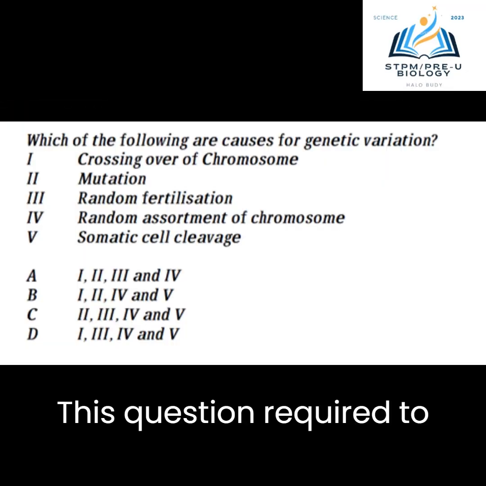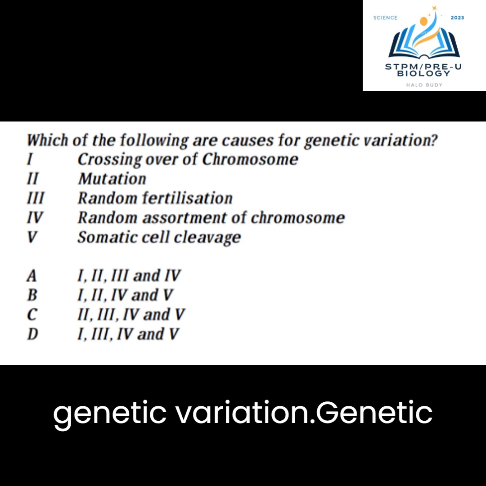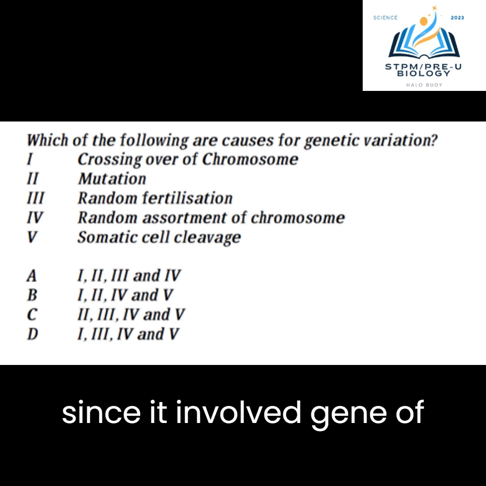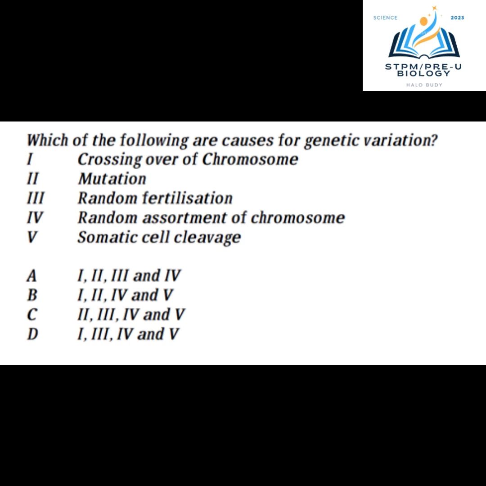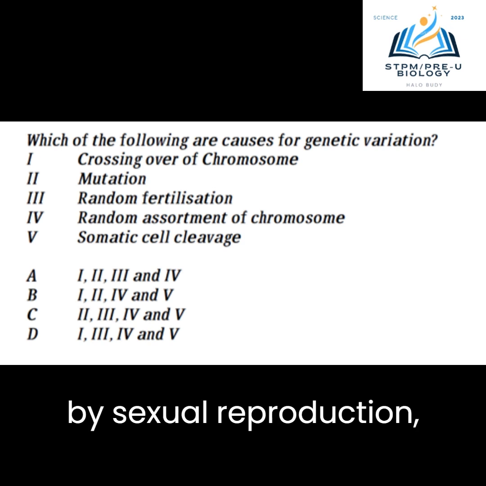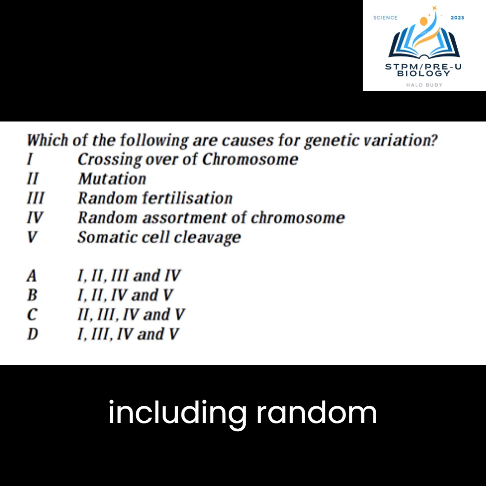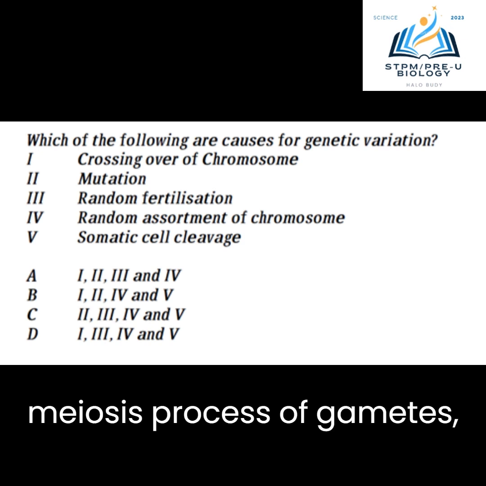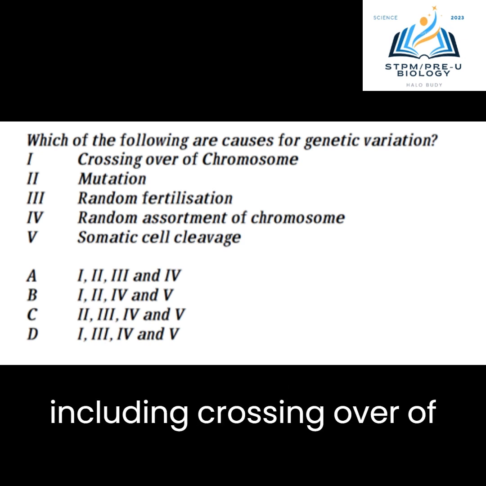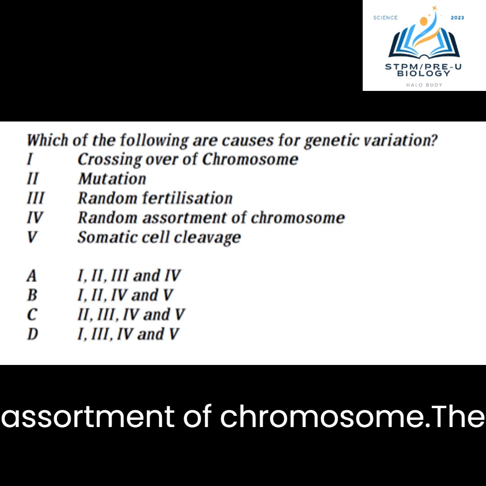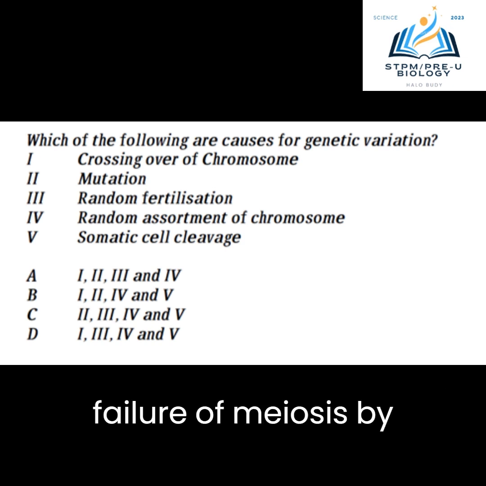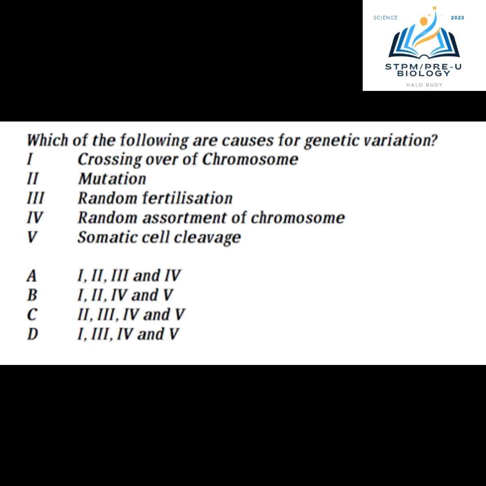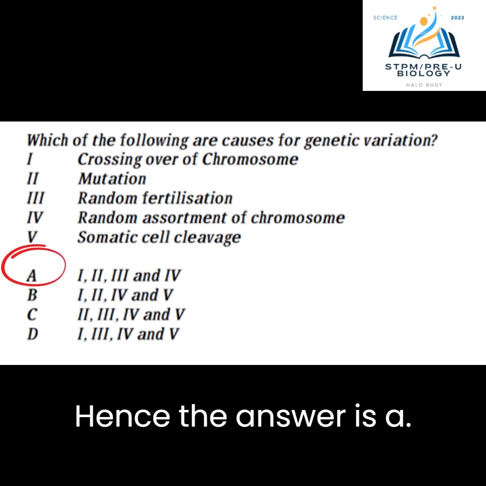This question requires determining the cause of genetic variation. Genetic variation can be inherited since it involves the genes of the organism. The main cause of genetic variation is sexual reproduction, including random fertilization of sperm into ovum. The next cause is the meiosis process of gametes, including crossing over of chromosomes and random assortment of chromosomes. The failure of meiosis by non-disjunction will also affect genetic variation. Hence, the answer is A.